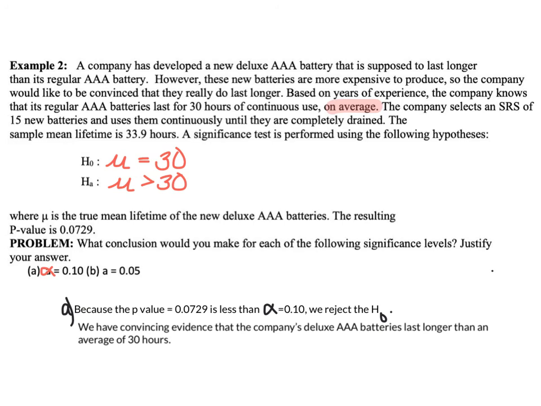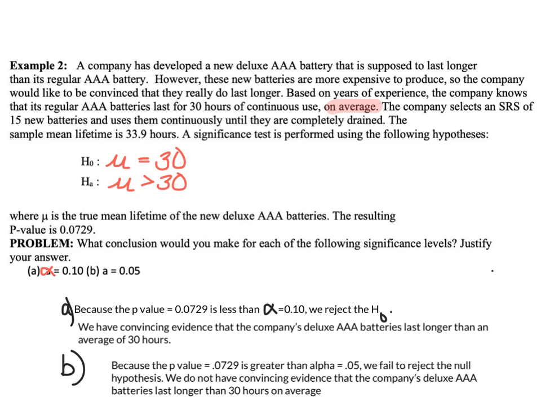So what did I do? I rejected the null. I compared the p-value to alpha. Because it was low, I rejected the H sub O. Then I stated that we have convincing evidence for the alternative in context. So how does that change for part B?